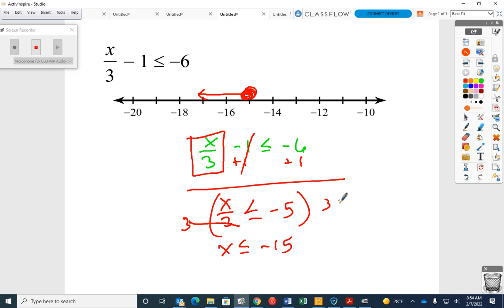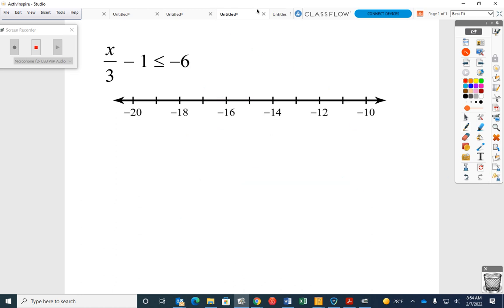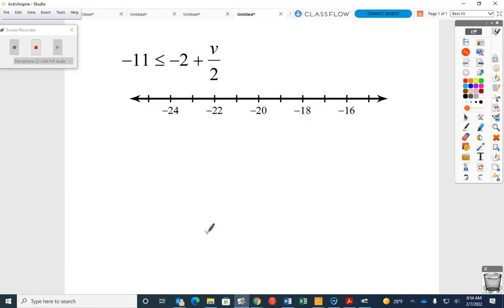Mr. Kersey, mine went left too. Good. I want you guys to try this one on your own. Hey, the more you guys whine, the more of these I'm going to give you. So good whining. It's like a challenge. I'll take you on. Okay, try this one. Let's go. When you get an answer, raise your hand.